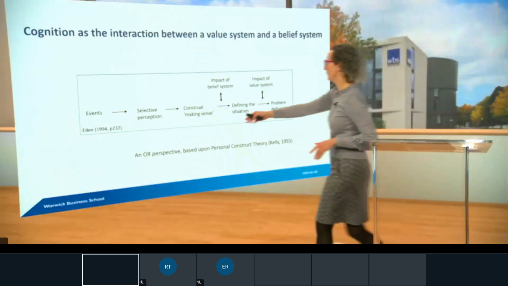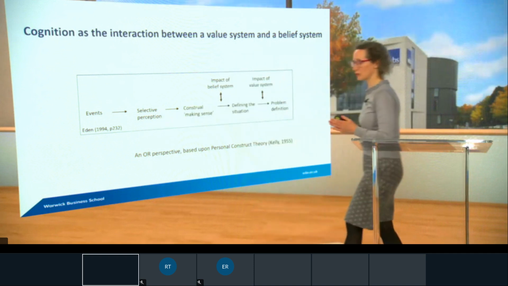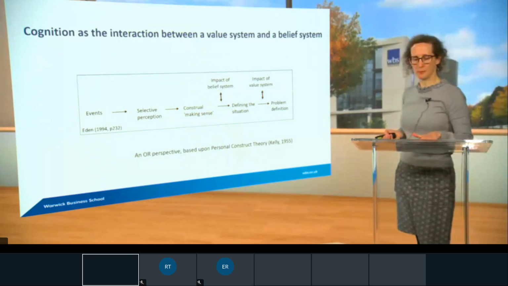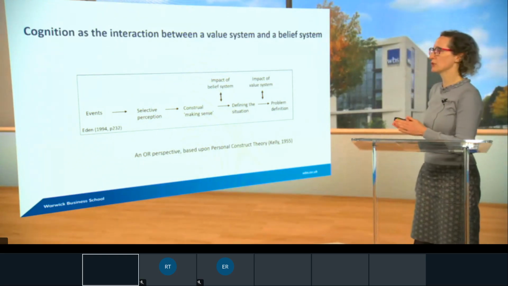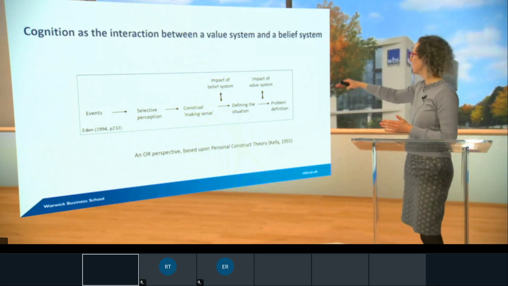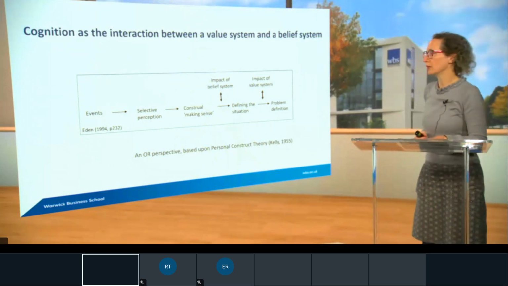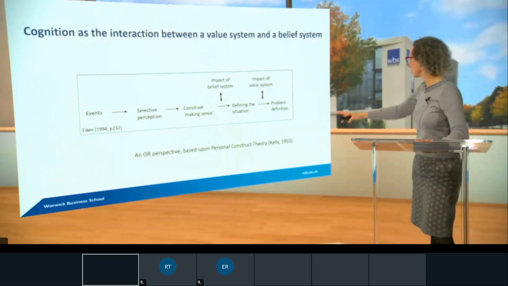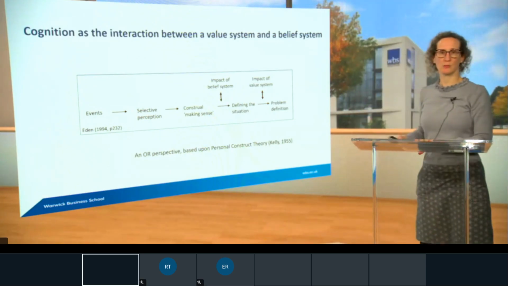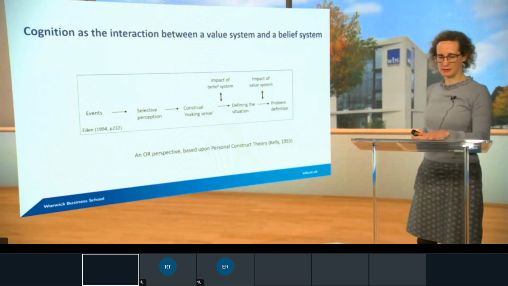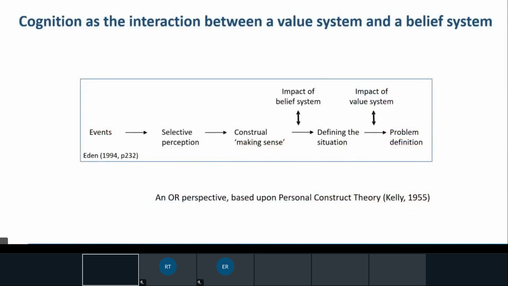Colin Eden, who produced this diagram a long time ago now, was the original developer of one of the main problem structuring methods. And he saw cognition as the interaction between a value system and a belief system. And this was drawing upon Kelly's personal construct theory, a theory that comes from the field of psychology. And here we see events resulting in a selective perception. As PID might say, we've seen some things and we've missed others.